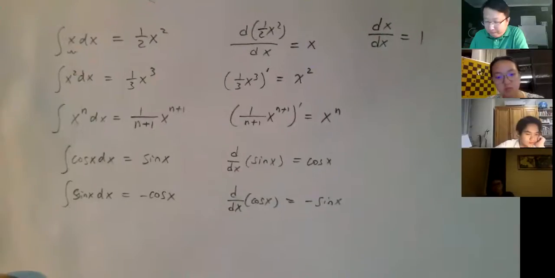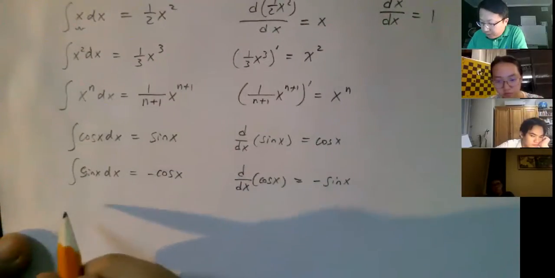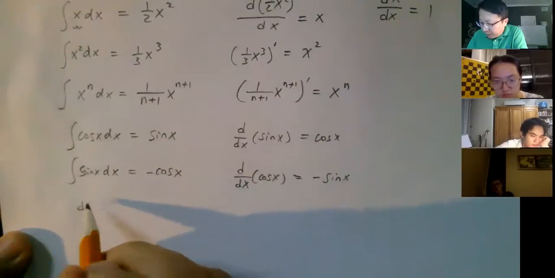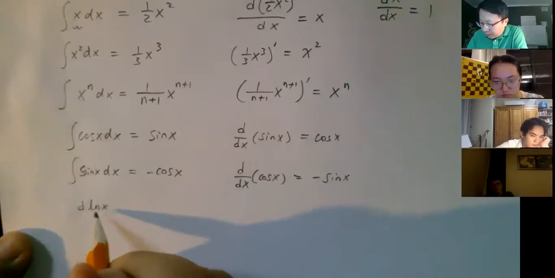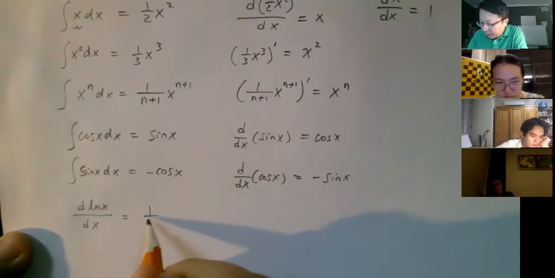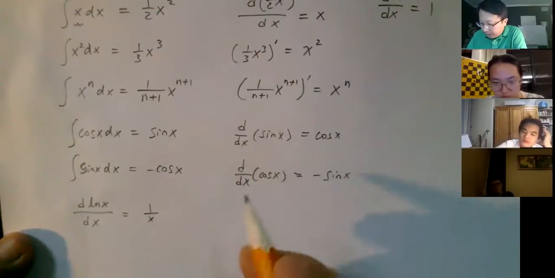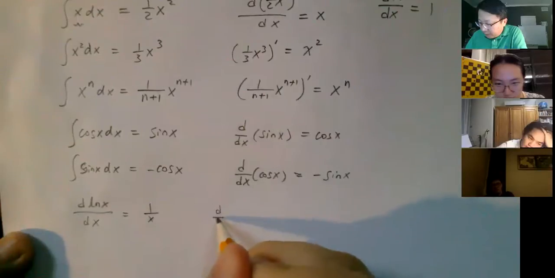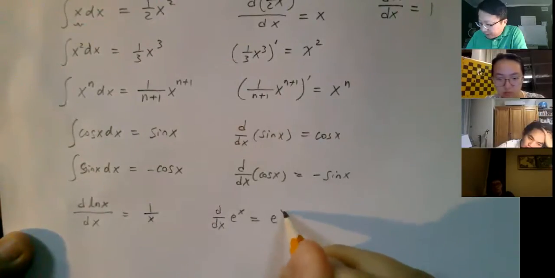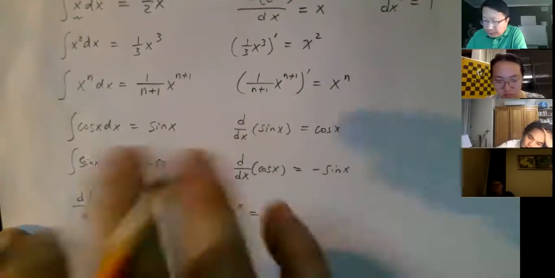Okay, and there are a couple of other things we need to be familiar with. For example, natural log x's derivative is 1/x. You can prove it yourself by using that definition. Okay, and this one, e to the x, its derivative is itself. Okay, all sorts of things.